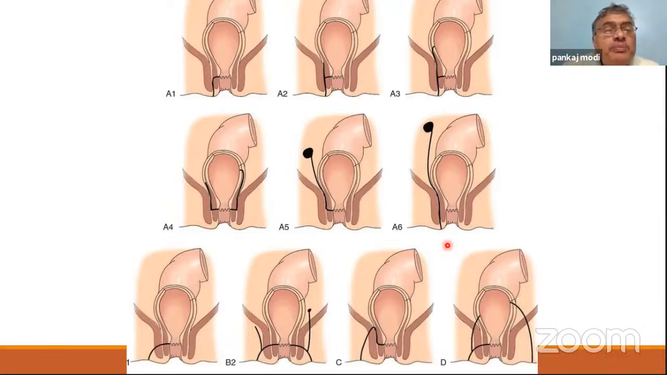So what will be the typical diagnostic feature of A6? There will be an external opening with pus discharge. May or may not be, remember, an external opening is not mandatory, but there will be redness and a presentation like a perianal abscess. But that is like a standard perianal abscess. How will you differentiate? That's what I'm trying to tell you.